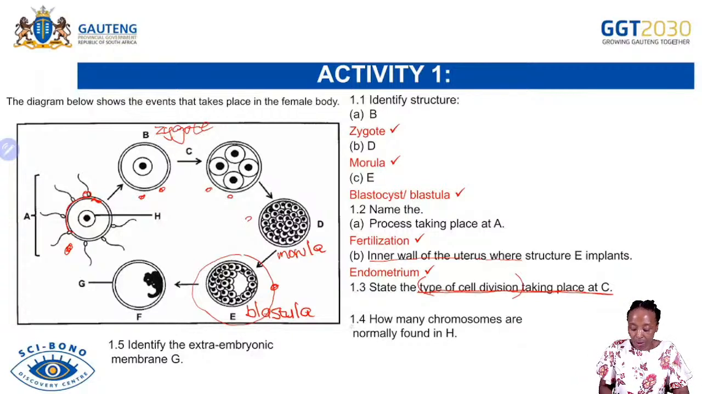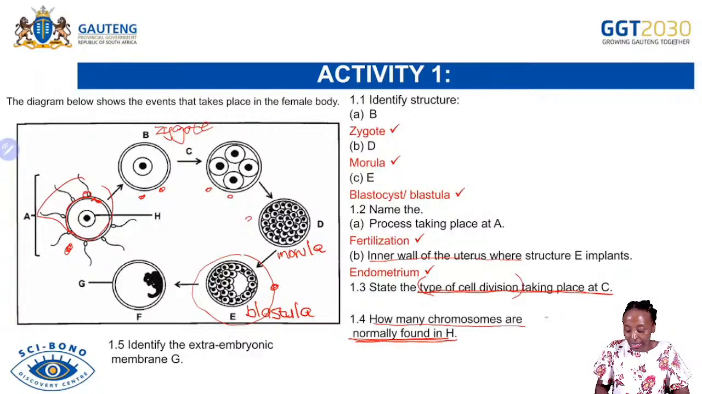Then the last, 1.4, says how many chromosomes are normally found at H. Remember, we said H is the ovum, this whole structure is the ovum, and the nucleus of the ovum has how many chromosomes?